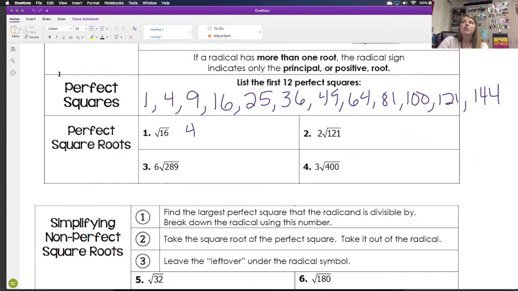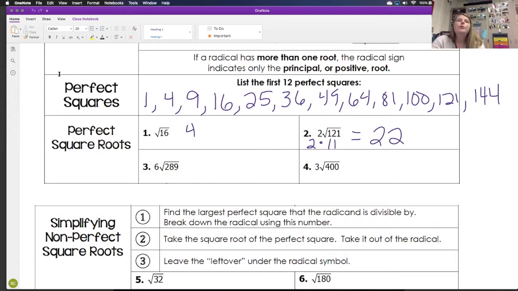Number 2, let's just focus under the radical. So the square root of 121 is a perfect square. It's 11. And that 2 out in front just tells me I now need to multiply my answer by 2. 2 times 11 would be 22. Good.